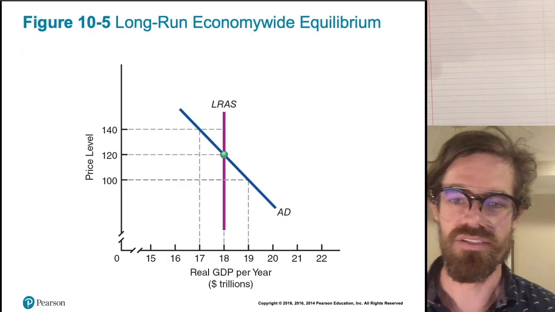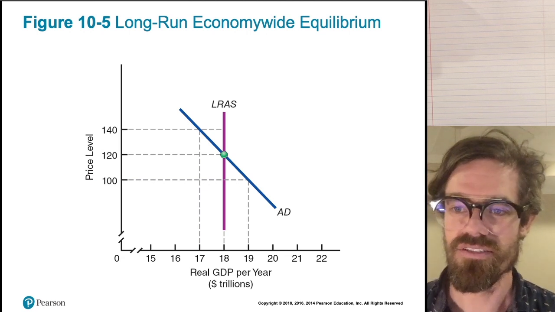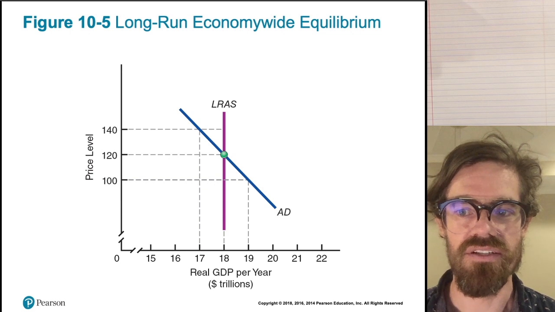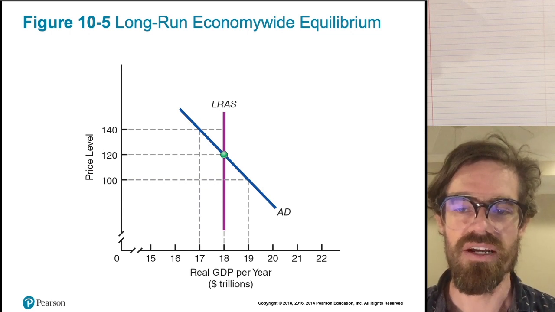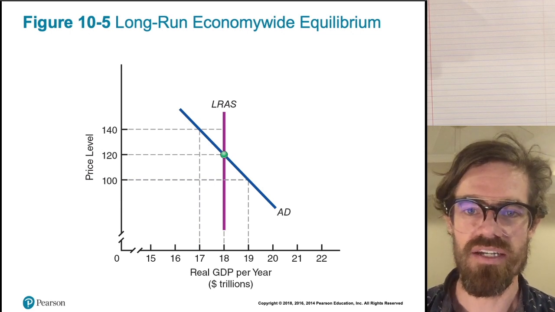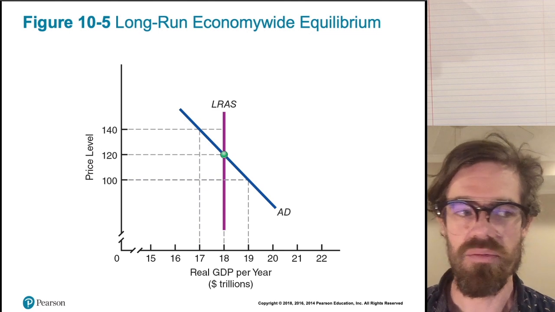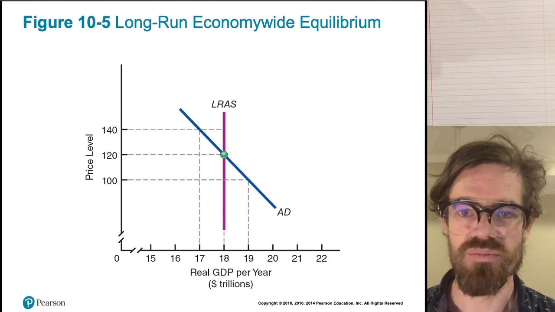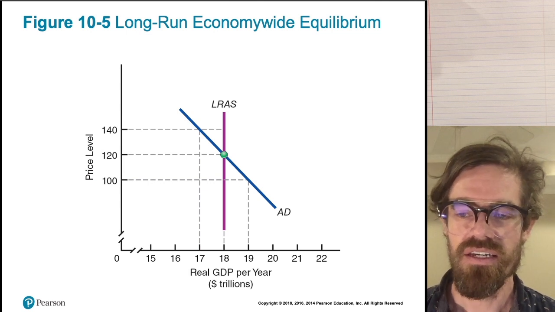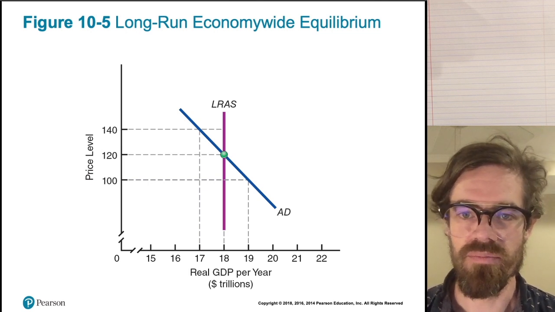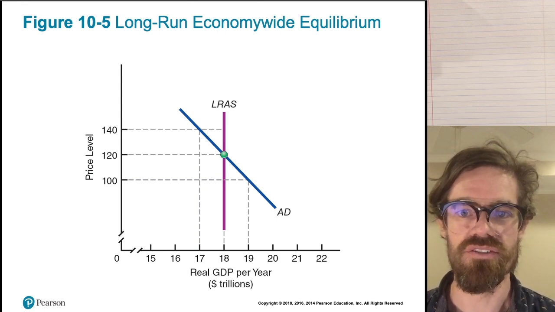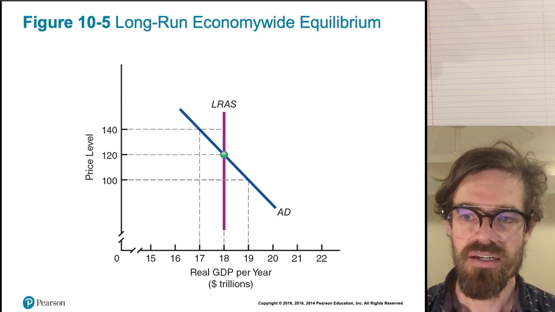Right, so this is exactly what it might look like. So what do we see here? We see that the economy is in long-run equilibrium at a price level of 120, so that's the price index, probably a GDP deflator, since that's the most broad price index. And in equilibrium, the economy is producing $18 trillion worth of final goods and services.